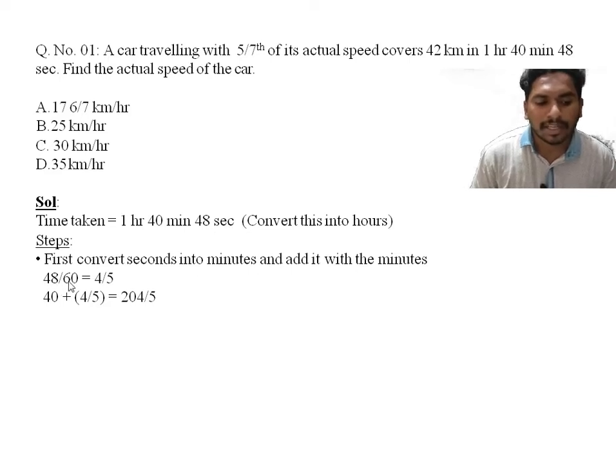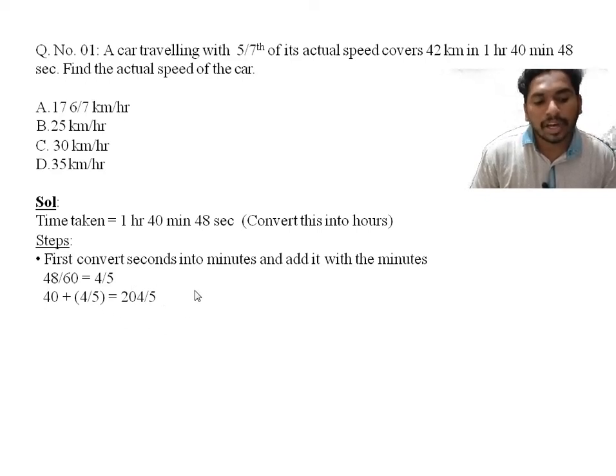So 48 by 60, that is 4 by 5, and whatever we have got, that 4 by 5 we have to add to the minutes. We have been given 40 minutes, right? 40 minutes plus 4 by 5, that comes out to be 204 by 5 minutes.